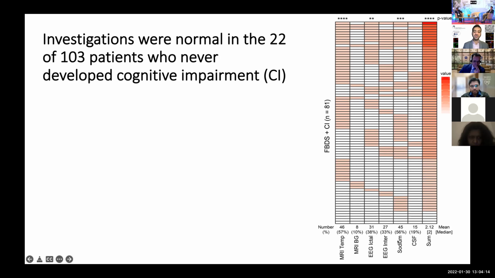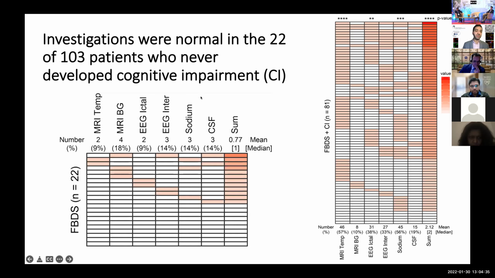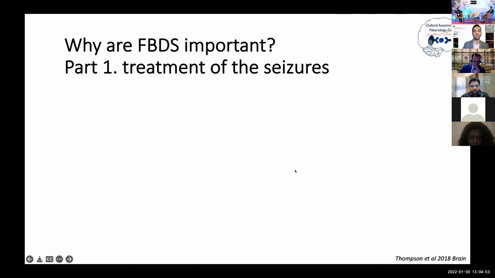But in the quarter or so of patients who didn't have cognitive impairment, the tests were pretty unhelpful, often either non-specific or completely normal in a large number of patients. So what I'm really trying to get across here is this is a clinical diagnosis. And it's really important to spot these patients for a number of reasons. The first reason is their treatment.